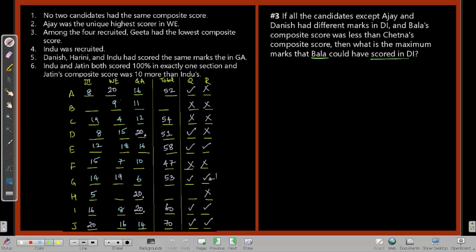If all the candidates except Ajay and Dinesh had different marks in DI. Now Ajay's marks is 8 and Dinesh's marks is 8, so everything else is going to be different. And Bala's composite score was less than Chetana's composite score. Now Chetana's composite score is 54. Now Bala's score is less than 54.